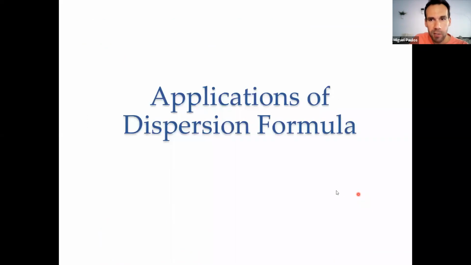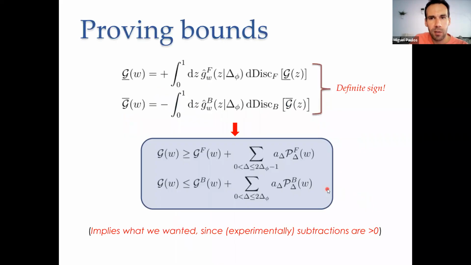Okay, so let me discuss some applications. Bounds, okay, let me go back to proving the bounds. And so the proof in this case, well, it's not a rigorous proof, but basically it boils down to the fact that these objects have a definite sign. Since these objects have a definite sign, it follows that these G underline and G overline will have a definite sign. And so what you can establish rigorously is these inequalities. So these bounds are definitely true.